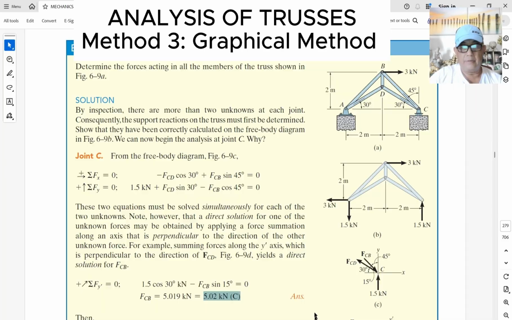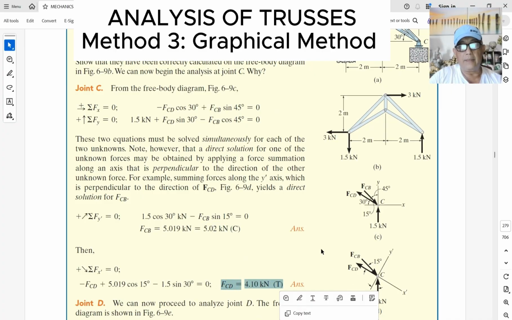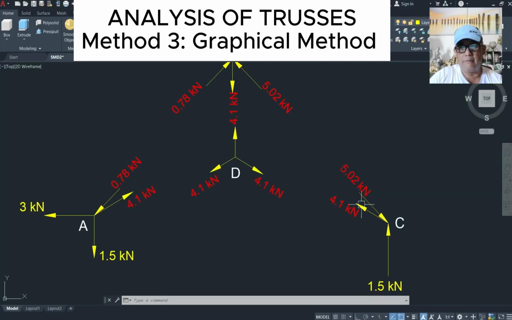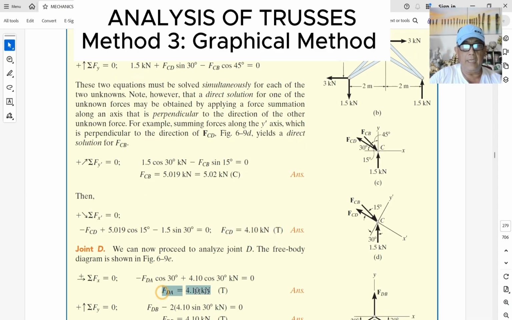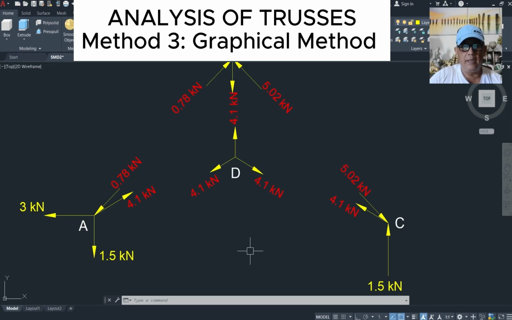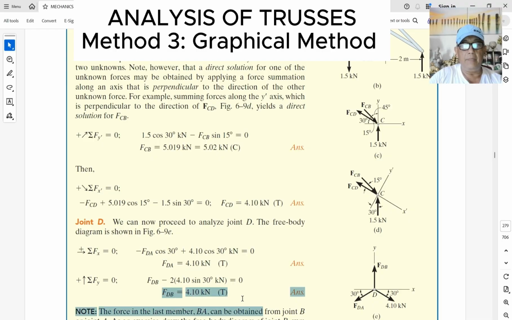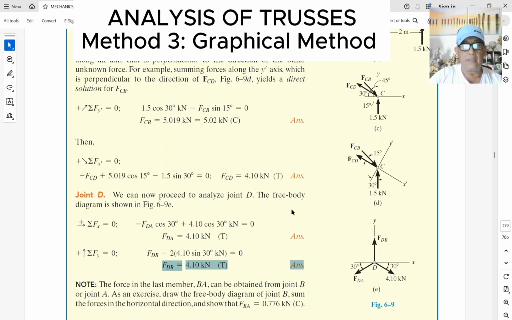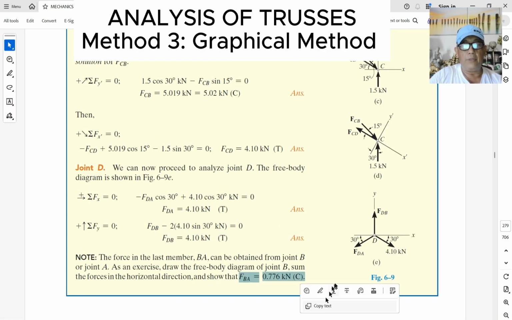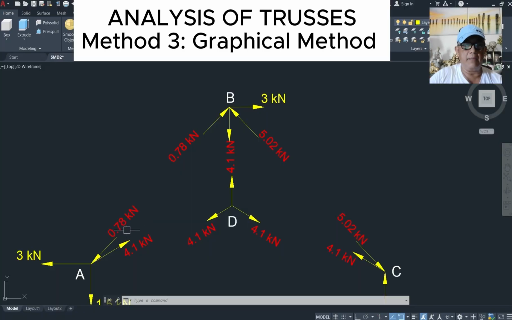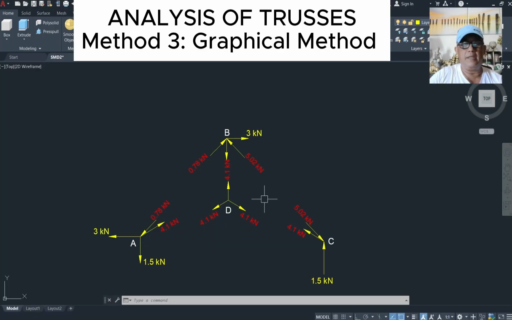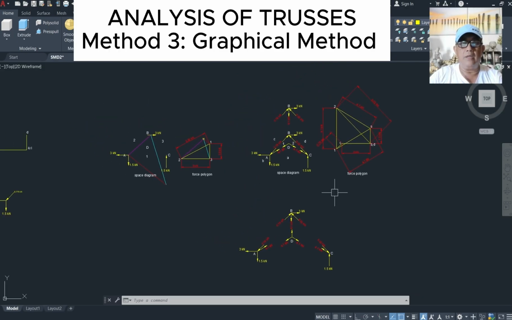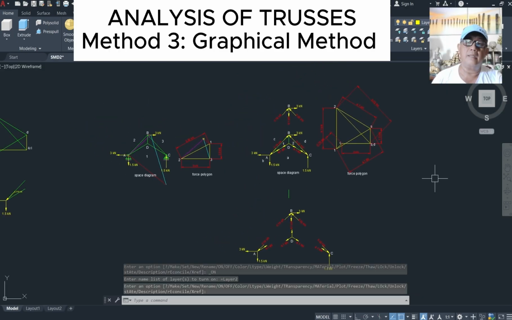What else? We have FCD, 4.1 tension. CD is this one, 4.1 tension. What else? We have DA or AD, 4.1 tension. AD is this one. Okay? What else? We have DB or BD, 4.1 tension. BD, this one. And AB is 0.776 kilonewtons compression. That's 0.78 kilonewtons compression. So that's the third method, graphical method. This time we are using AutoCAD to solve the reaction as well as the forces in its members.